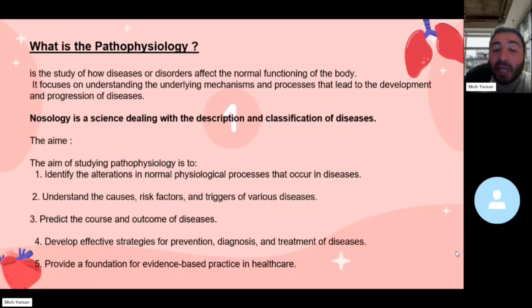What else? As well to develop strategies for prevention or to make a diagnosis in general, and to reach a good treatment for this disease or any disease that we are working on. As well to develop the healthcare association in general.